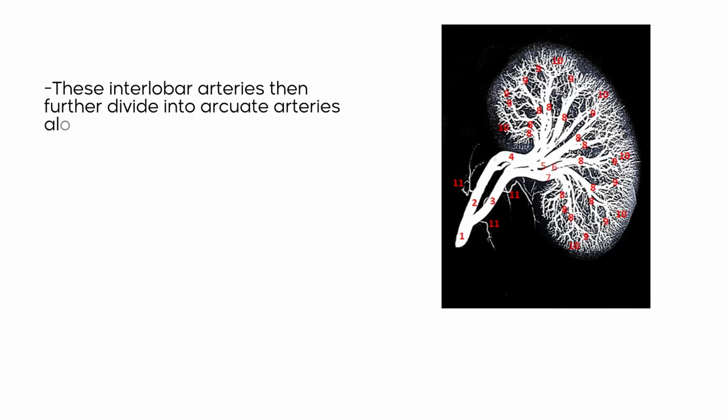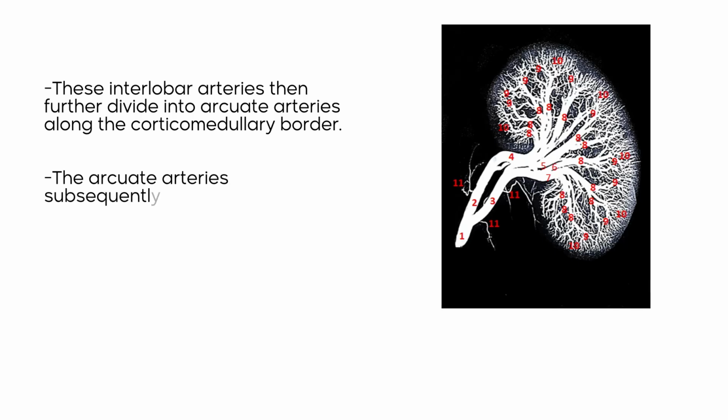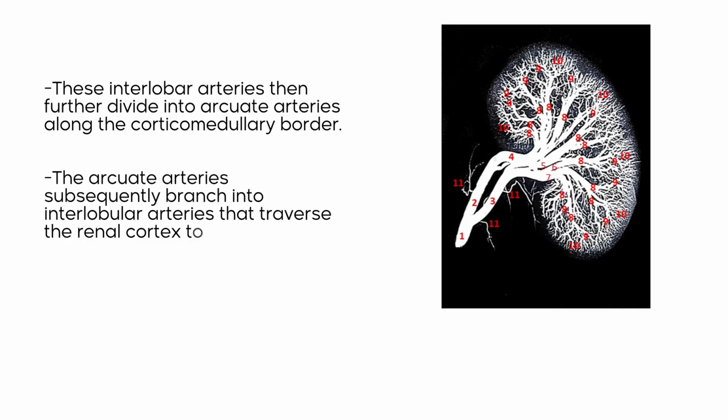These interlobar arteries then further divide into arcuate arteries along the corticomedullary border. The arcuate arteries subsequently branch into interlobular arteries that traverse the renal cortex to supply the glomerular vessels.